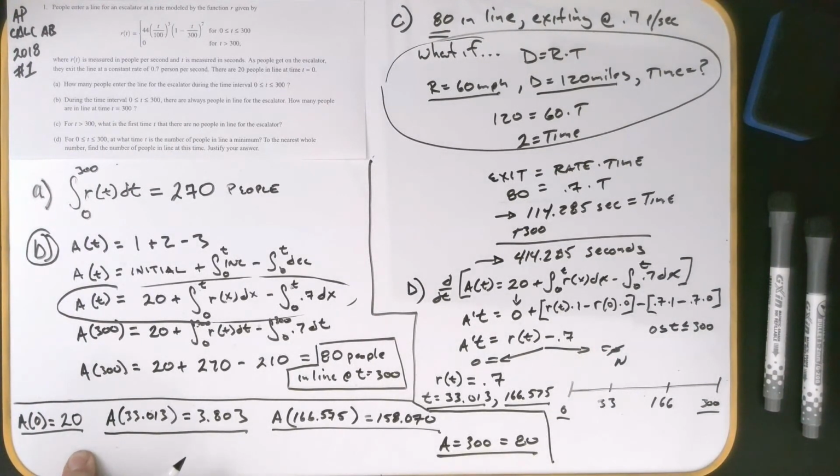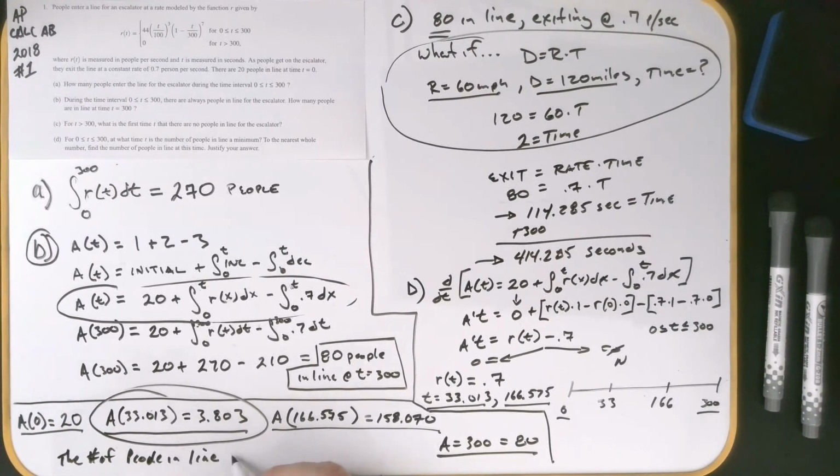And it clearly looks like the 33 seconds would be this. And they want this to the nearest person, so 3.8 would be about 4 people. So the fewest number of people in line, or the number of people in line, is a minimum at t equals 33.013.